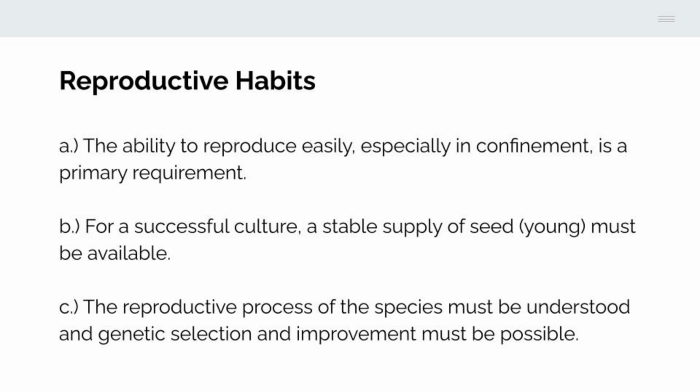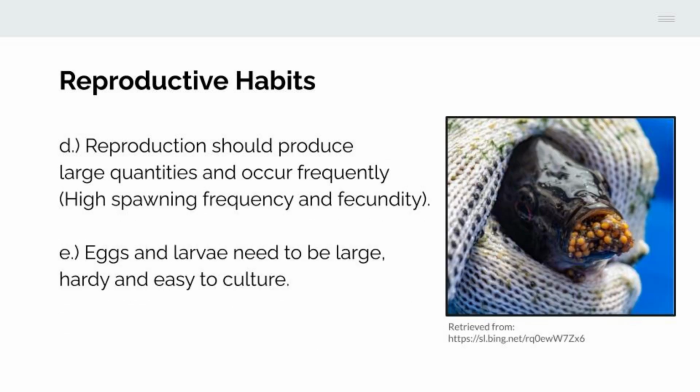Next, the reproductive process of the species must be understood, and genetic selection and improvement must be possible. Knowing how the species reproduces allows for better breeding management, selective breeding for desirable traits, and overall genetic improvement for faster growth and disease resistance. Next, reproduction should produce large quantities and occur frequently, or high spawning frequency and fecundity. Species with high reproductive rates ensure a sufficient stock supply, reducing the need for frequent wild seed collection and improving production stability.